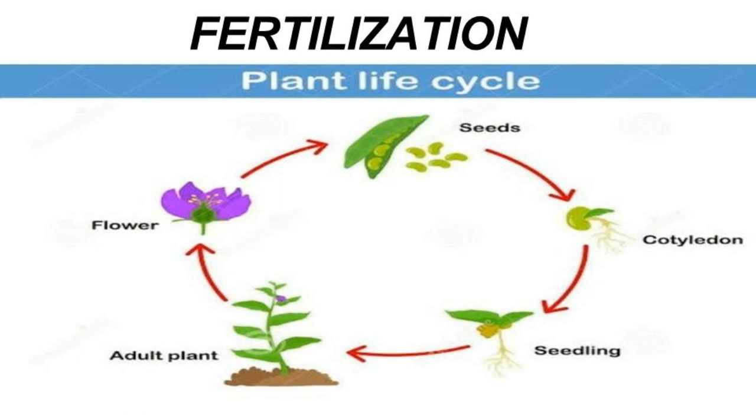The next topic is fertilization. Through pollination, the pollen grain reaches the stigma. What happens after it? The substance produced on the stigma causes the pollen grain to germinate. During germination, a tube develops from the pollen grain that carries the male gamete, which ultimately reaches the female gamete inside the ovary through the style. The male gamete fuses with the female gamete to form the zygote. This process is known as fertilization. Here you can see the life cycle of a plant.